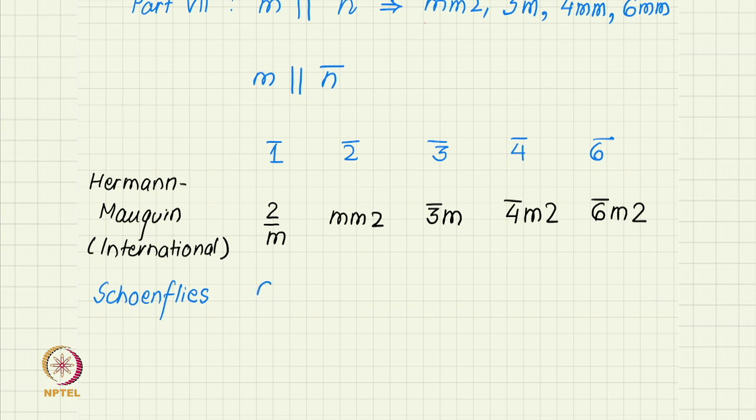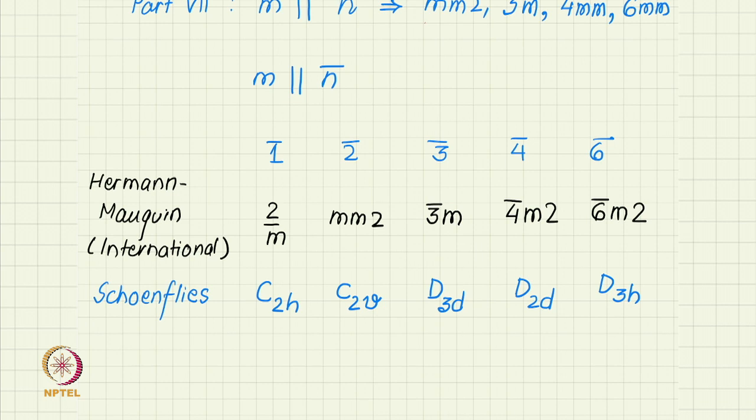The corresponding Schoenflies symbols are, as we know, C2 with a horizontal mirror, C2 with a vertical mirror, D3 with diagonal mirrors, D2 with diagonal mirrors, and D3 with horizontal mirrors.